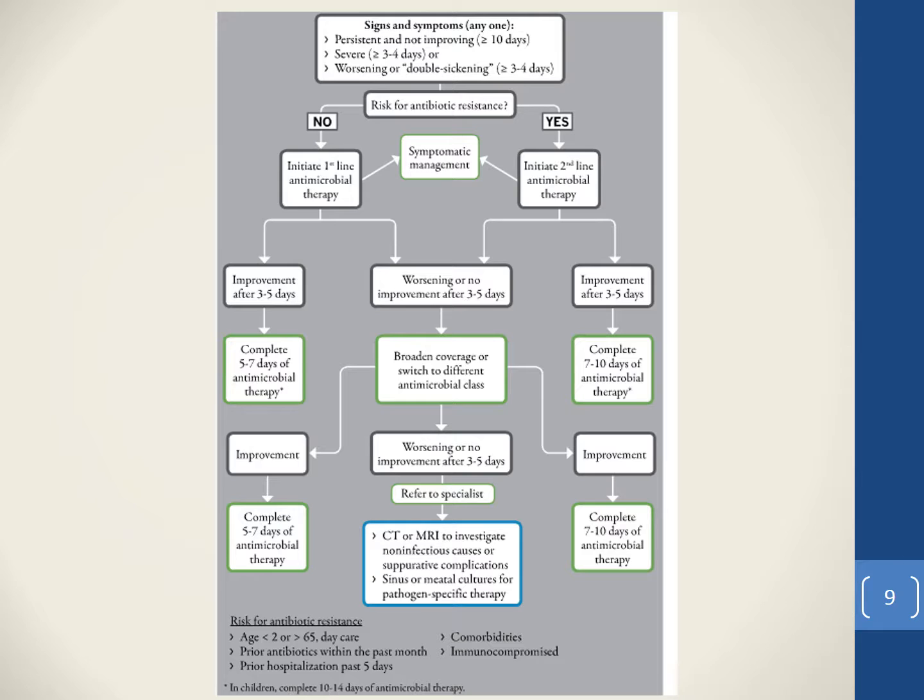So then we go down the line of if they do have the risk for antibiotic resistance, it's second line antimicrobial therapy, and we'll show that later. But for the purposes of this course, we're going to focus on first line antimicrobial therapy. And then it's a reassessment for improvement. So if you notice, it's improvement after 3 to 5 days. And I think that's an important counseling point as well.